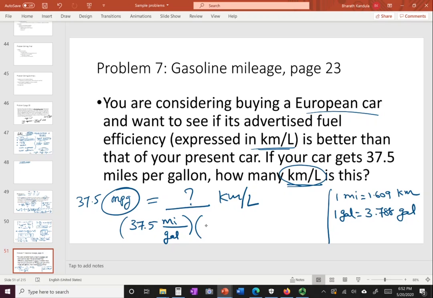Now, here I am writing 1 mile is equal to 1.609 kilometer in the numerator, and 3.788, I'm sorry, this is not gallon, this is liters here. So 3.788 liters. Gallon gets cancelled, miles gets cancelled, so you do the math here.